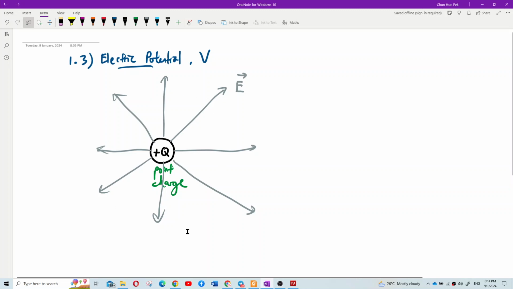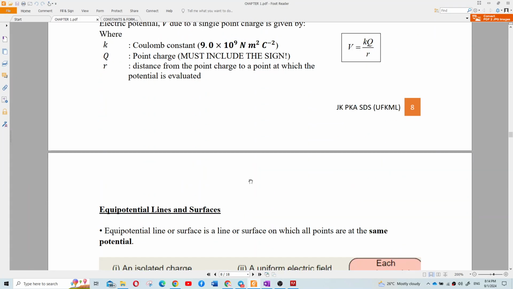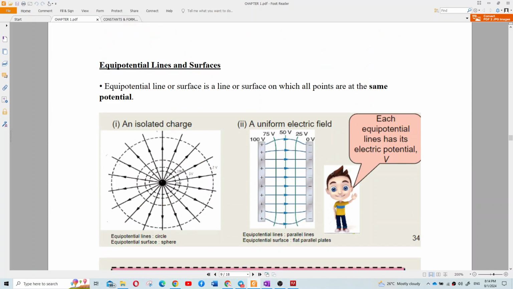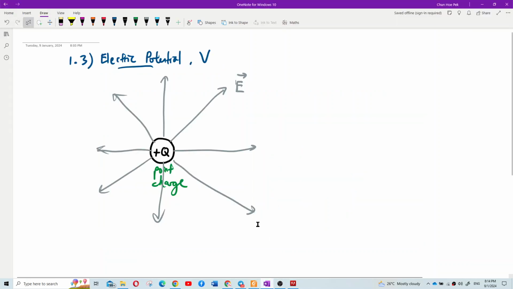Normally, how do we draw the electric potential line? Let's look at the notes. I want to show you. This is how we draw the potential line. We call it equipotential lines or surfaces. So this is how we draw. Later I will explain one by one what this equipotential line means, so just bear with me.